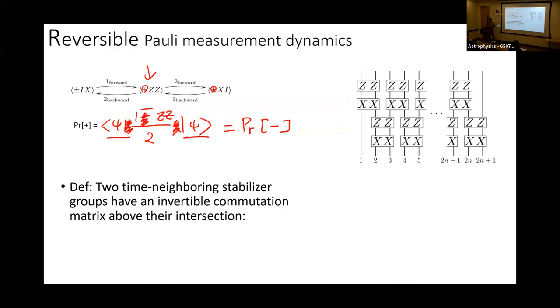A little bit more abstractly, you can go to many-qubit systems and then consider a larger stabilizer group. And here, the criterion is that you come up with a commutation matrix between the generating sets of two stabilizer groups that are applying the measurement. In this case, you would end up having something like this, which happens to be invertible. So the criterion for reversible dynamics is that you write down the matrix of commutation relations. Here 1 refers to the fact that this generator and that generator anticommute.